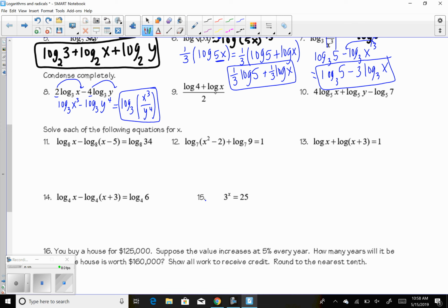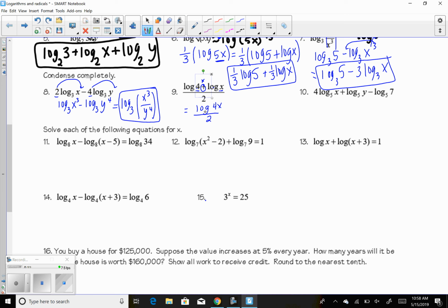Log 4 plus log x. Let's just ignore that over 2 for now. Can I combine these two here on the top? So I need this to be one logarithm. So I'm going to rewrite this as one logarithm. We multiply because there's addition in the middle, so you multiply 4 times x. So this condenses down to log of 4x all over 2.